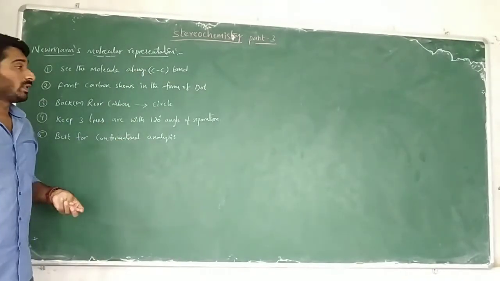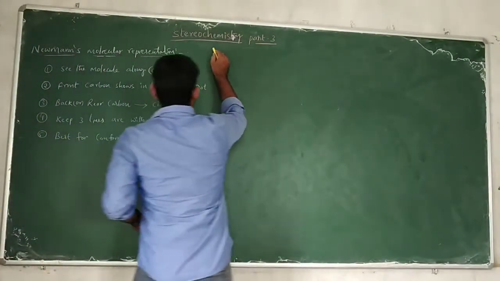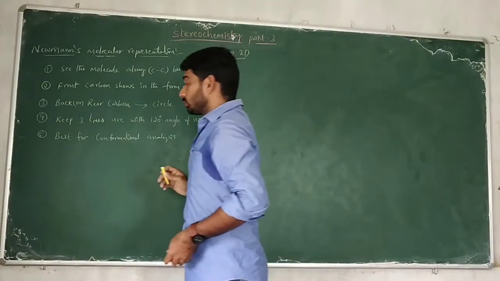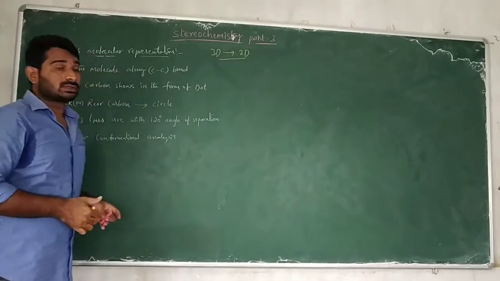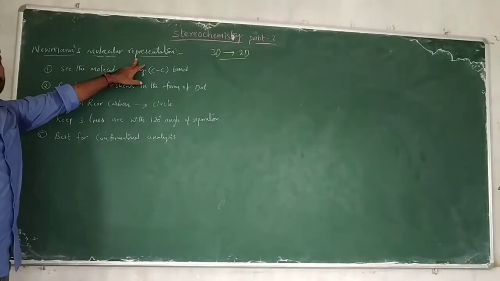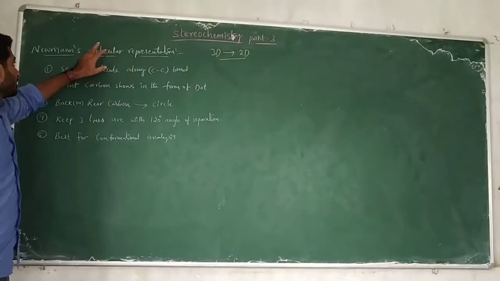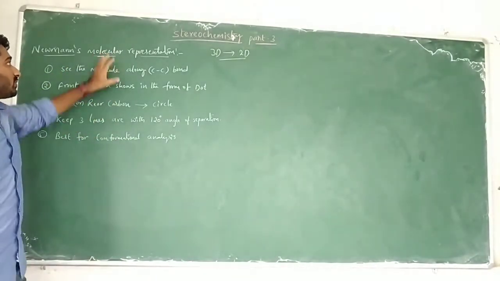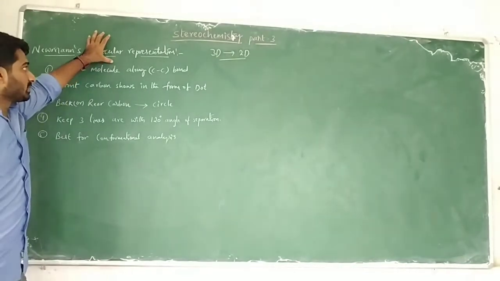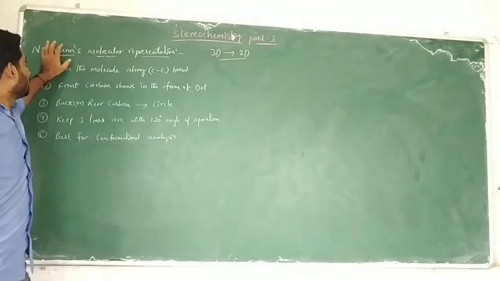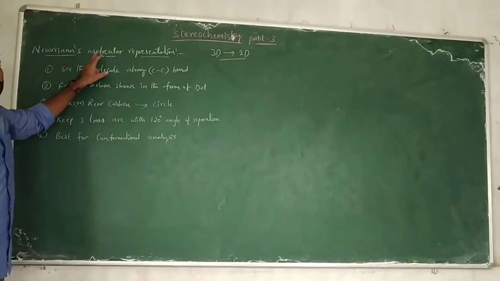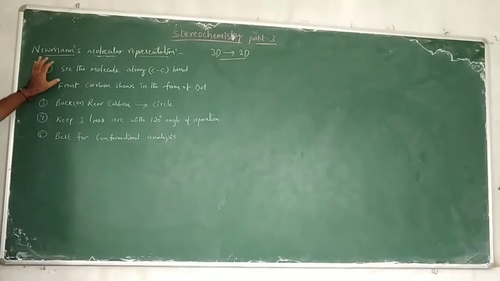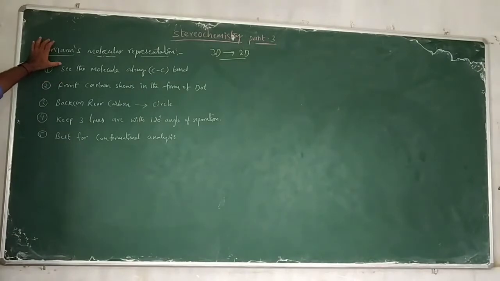So now we are discussing representation of a 3D molecule in a 2D plane. To represent a 3D molecule in a 2D plane, a few molecular representations are used. The first one is the wedge-dash method, the second one is the Fischer, and the third one is the Newman's molecular representation. What are the important points in Newman's molecular representation?